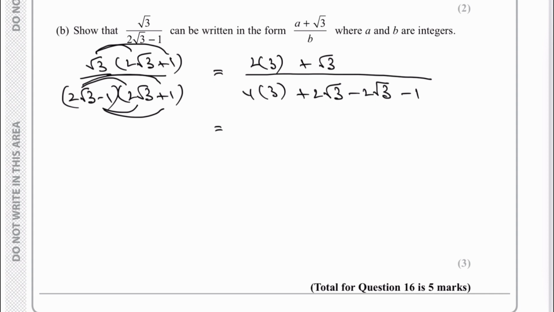So let's tidy it up a little bit. The top is going to become 6 plus root 3. The bottom is going to become effectively 4 times 3 is 12, plus 2 root 3 minus 2 root 3 cancels each other out, and then I'm going to get minus 1 at the end. So my final answer will be 6 plus root 3 all divided by 11, and that would be the answer to this particular question.